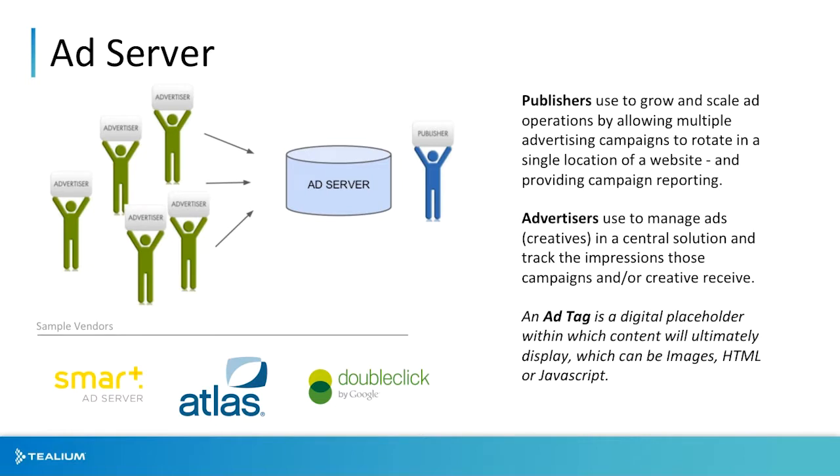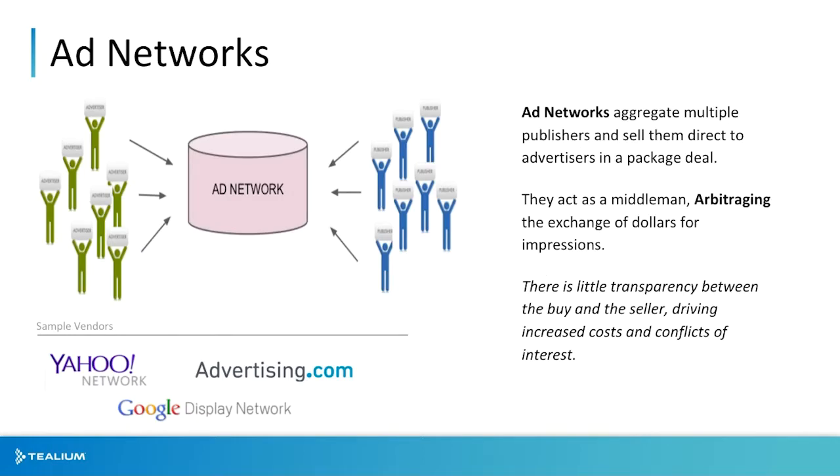So an ad server is used by advertisers and publishers alike. Advertisers will use ad servers to manage their ads, their creatives, in a centralized solution. This ad server can track the number of impressions that the advertising campaign is creating. And very simply, the publisher will also use an ad server, except the publisher will use it to grow and scale the ad operations by allowing ads to rotate in and out of those inventory slots. Very simple, and it's all powered by something called an ad tag. It's a line of code that you place inside your HTML page that instructs the ad server where to get the creative and where to publish it. You'll see some sample vendors like Atlas and DoubleClick playing in this space.